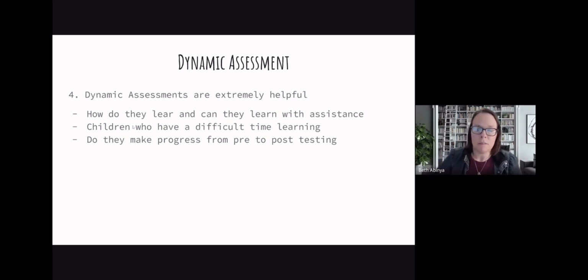Dynamic assessment is also really important and very helpful. How does the child learn? Sorry, I see a typo there. How does the child learn, and can they learn with assistance?